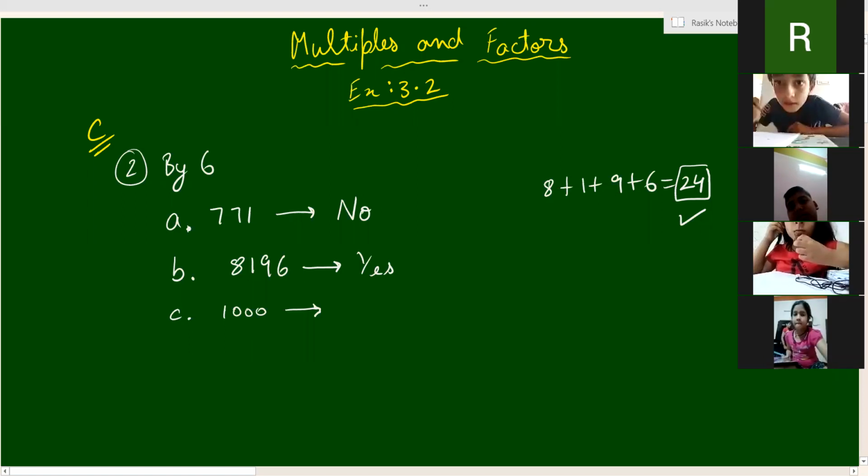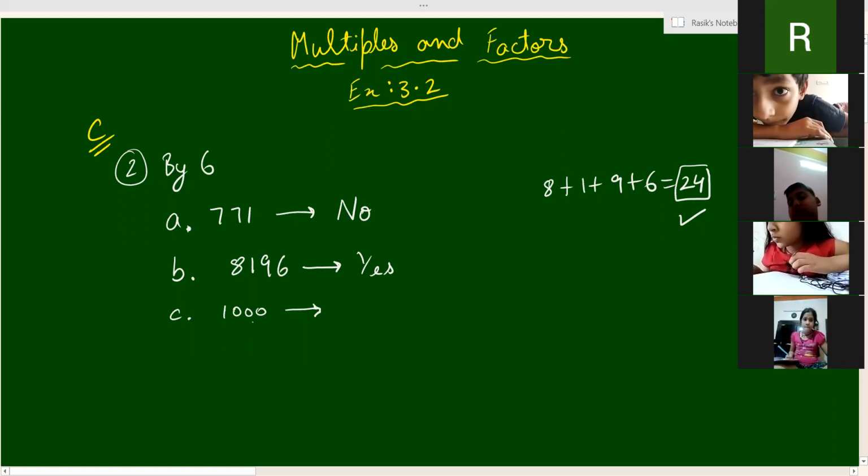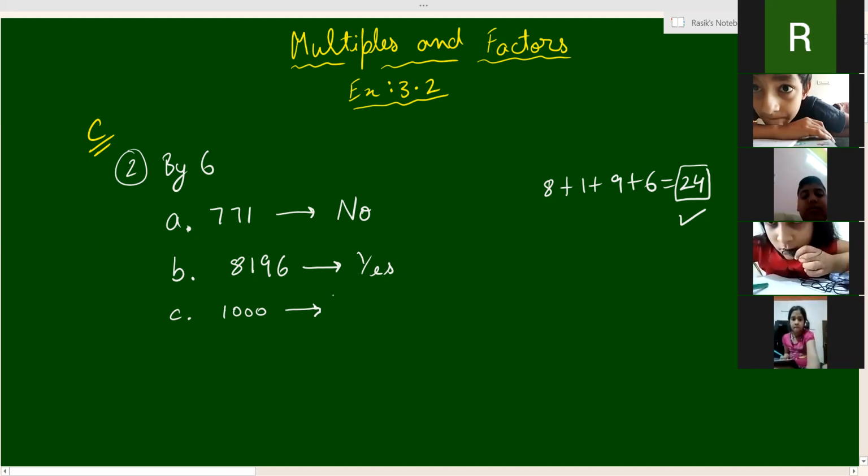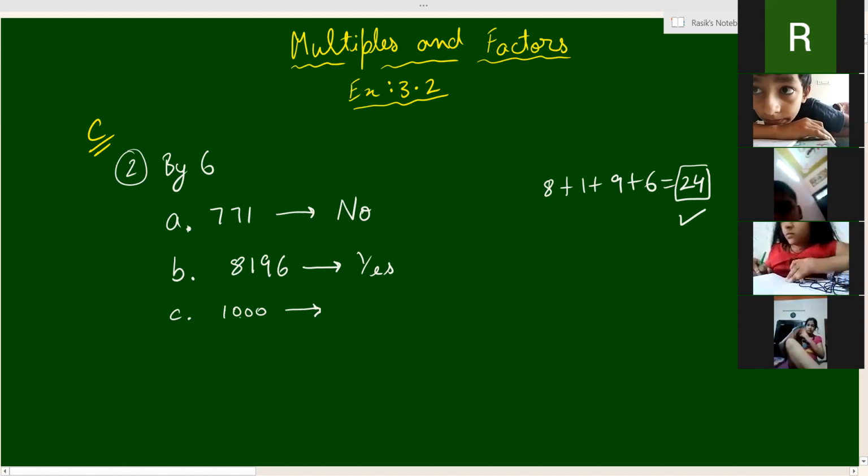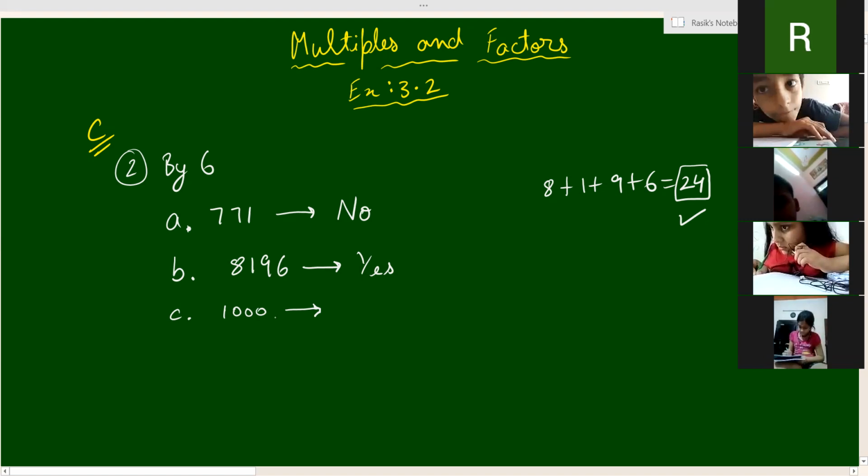So this number is an even number, so it is divisible by 2. Will it divide by 3 or not? No, it is not divisible by 3 because the sum of the digits will be 1. The sum of the digits here is 1. So this number is not divisible by 3. It is divisible by 2 but not by 3. So therefore the answer will be no, it is not divisible by 6.